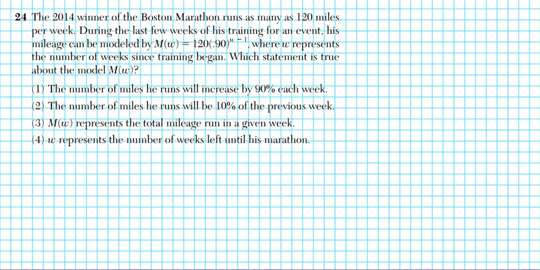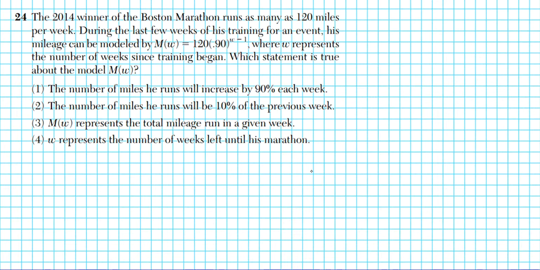All right, let's take a look at question 24. It reads, the winner of the Boston Marathon runs as many as 120 miles per week. During the last few weeks of his training for an event, his mileage can be modeled by m of w equals 120 times 0.9 to the w minus 1, where w represents the number of weeks since training began. Which statement is true about the model m of w?